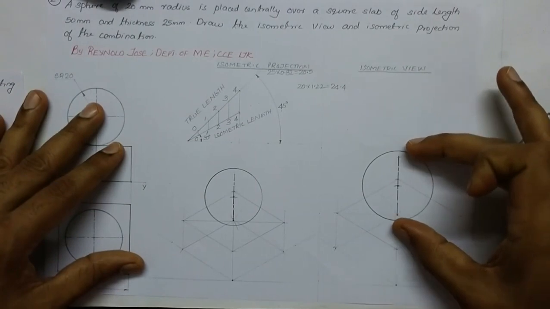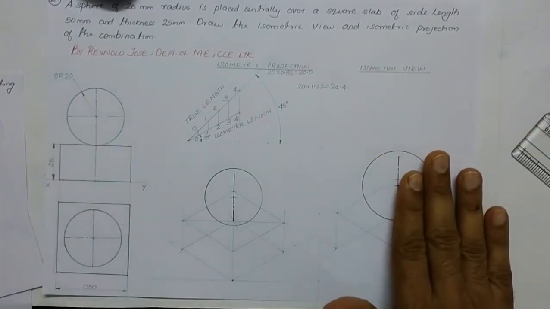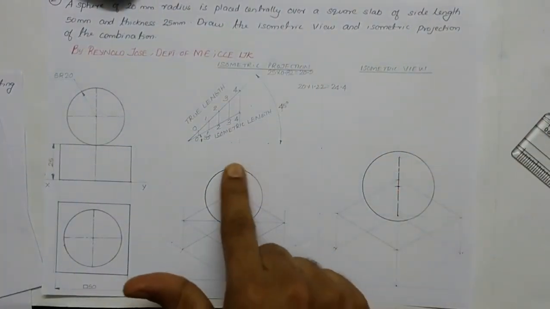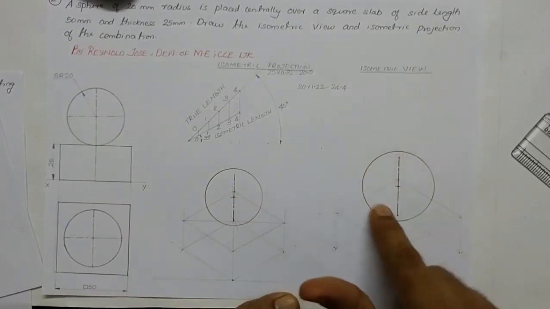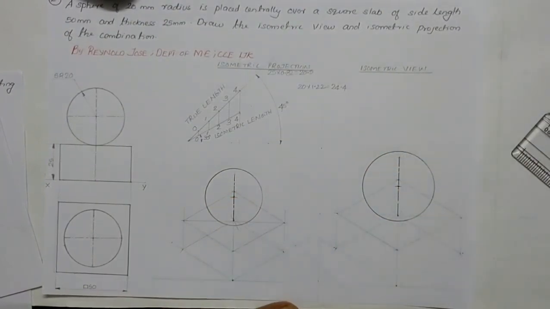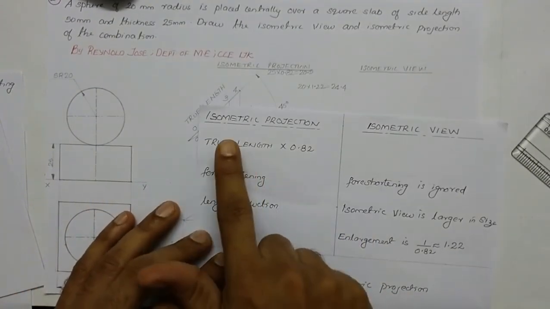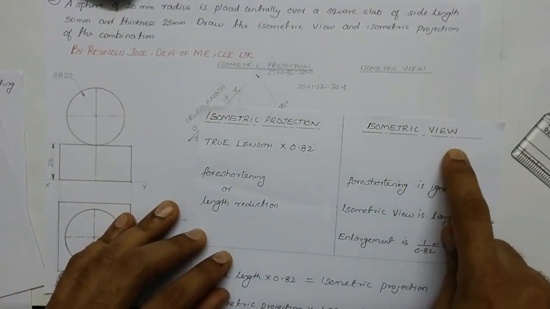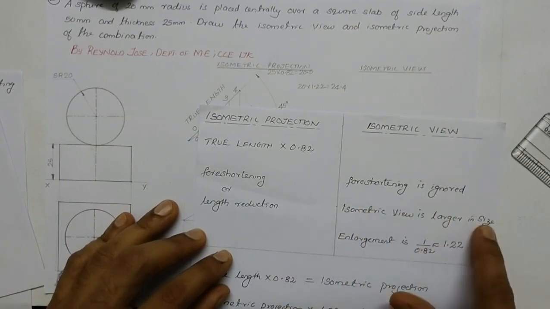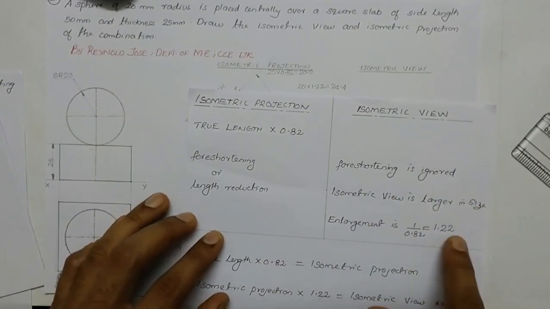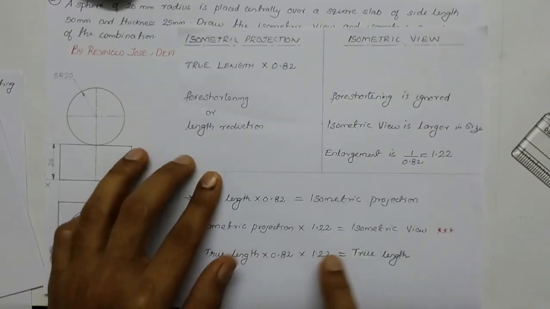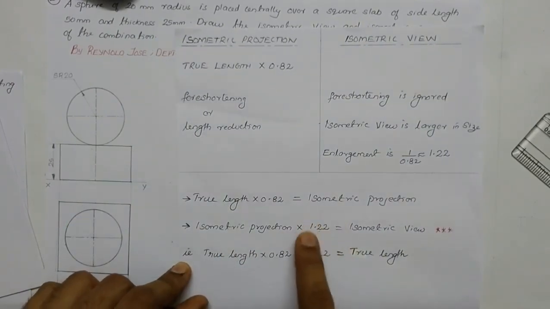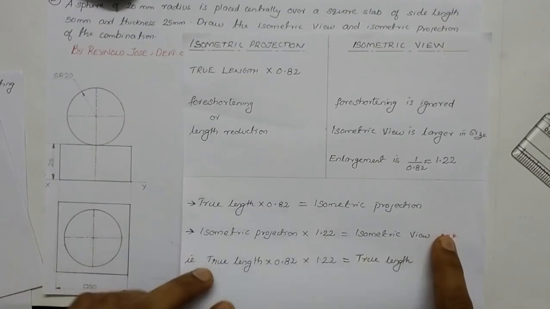Here, the size of the sphere will be getting enlarged. Because here we don't have a length reduction, it is 20. Here we will be having an enlarged view. So here it is already mentioned the difference between isometric projection and isometric view. Isometric view is larger in size and the enlargement ratio is 1.22. That is why we are multiplying 20 into 1.22. So isometric projection into 1.22 will be giving you isometric view.